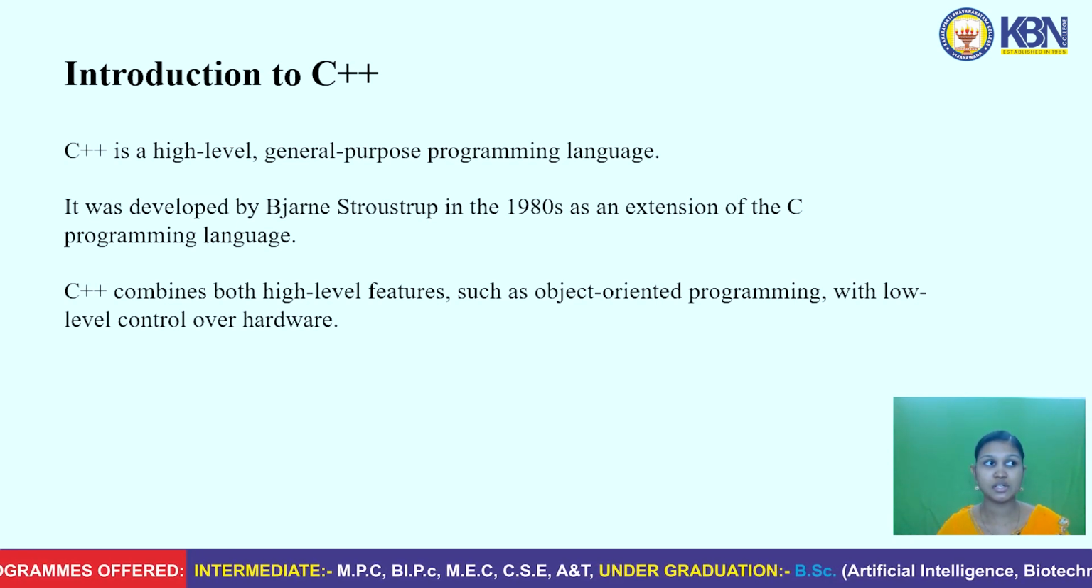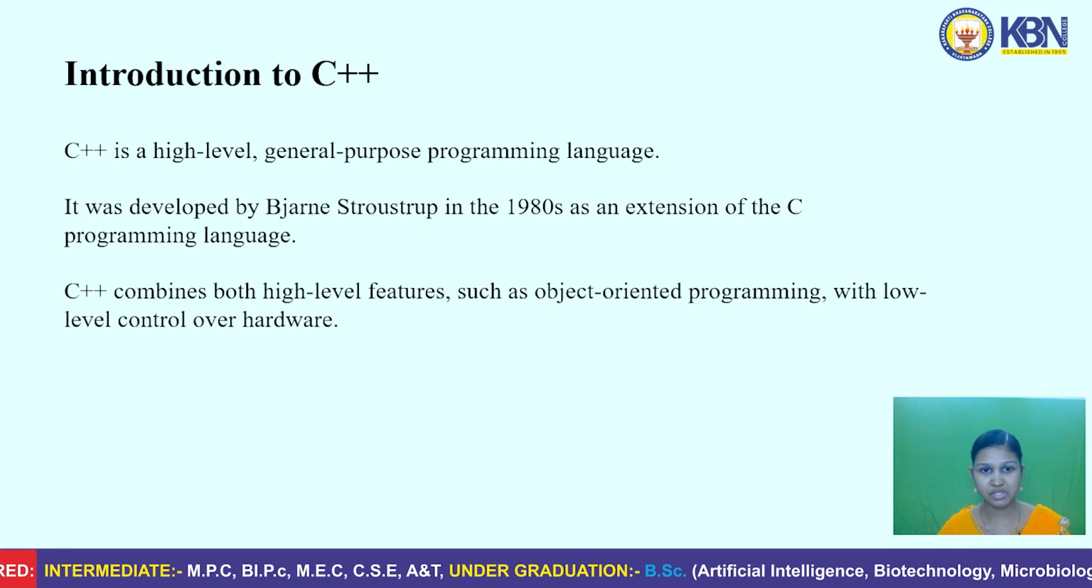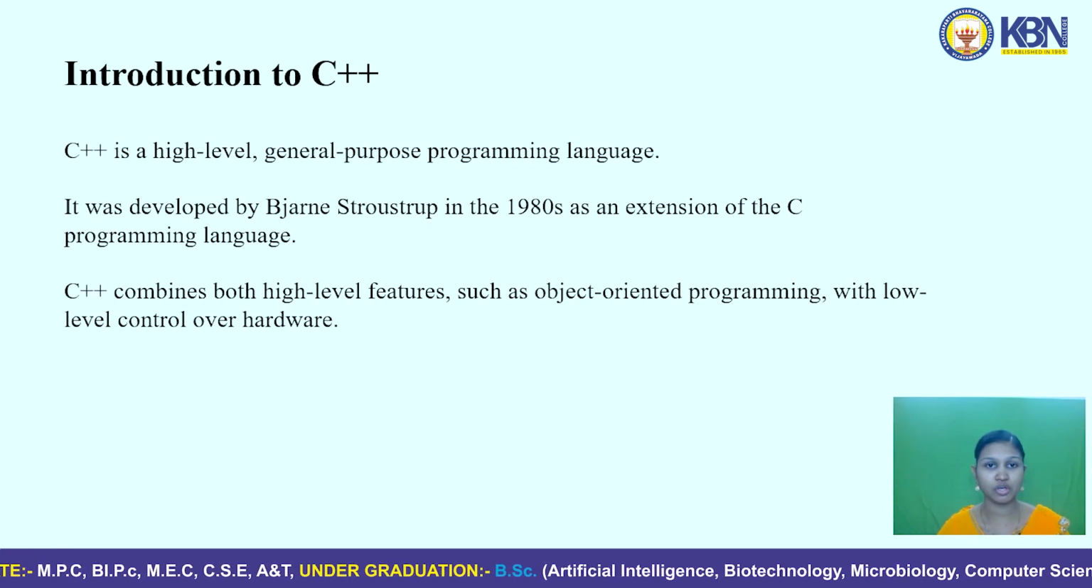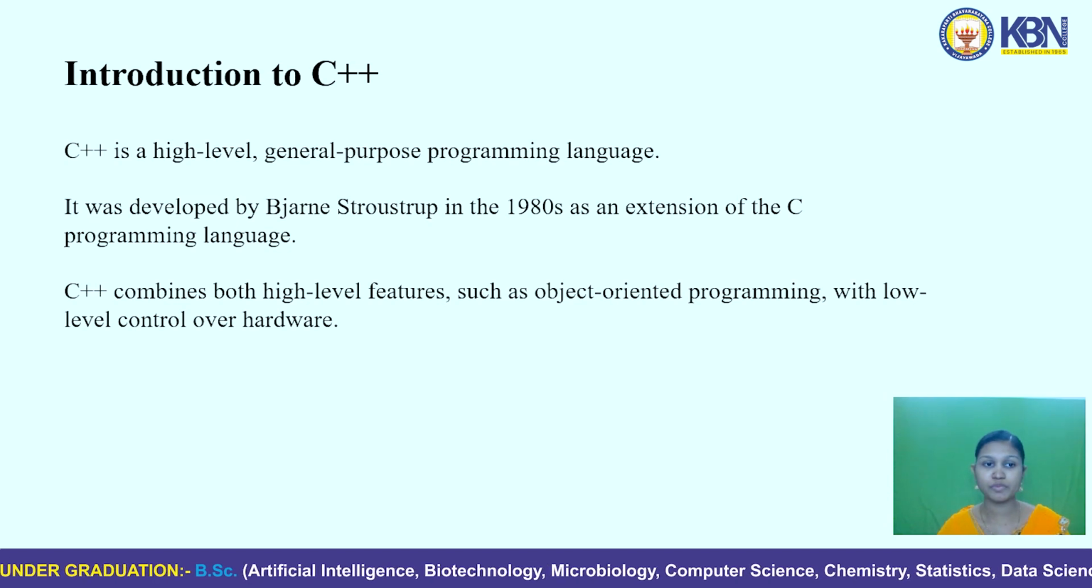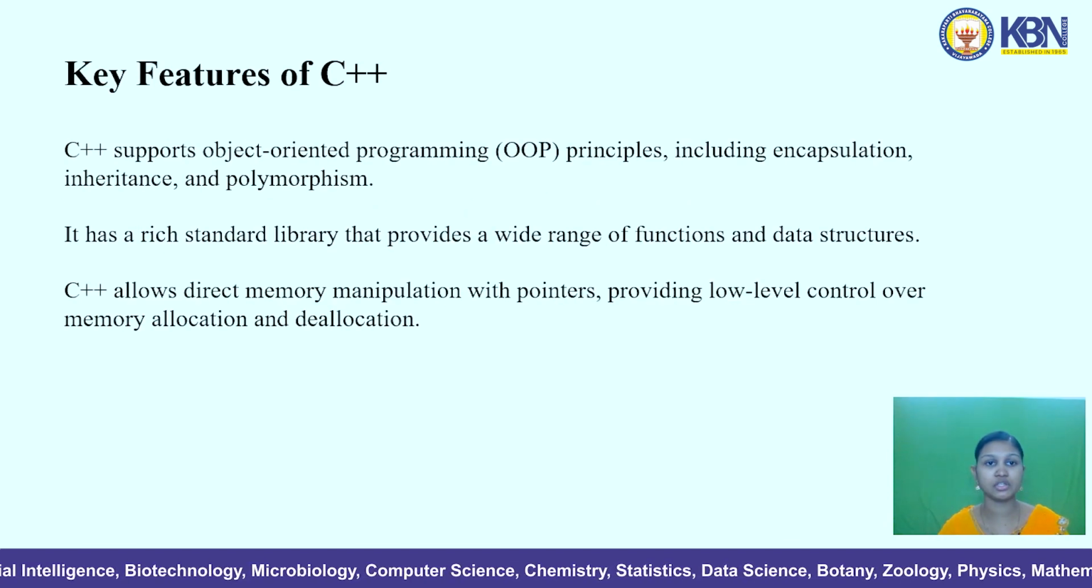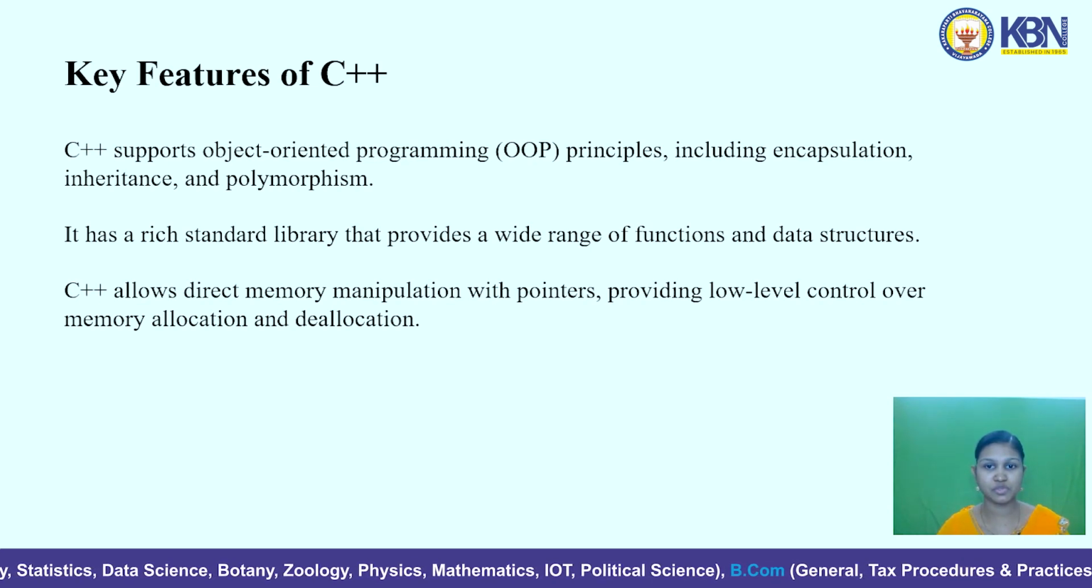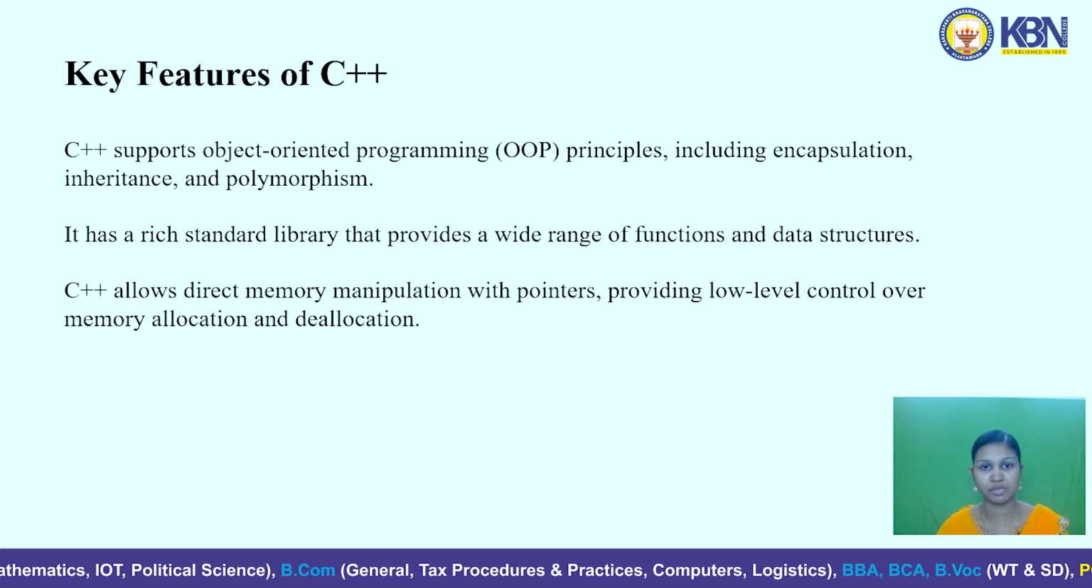What is the difference between C and C++? C is a structure oriented programming language. C++ is an object oriented programming language. And what are the key features of C++? Recently I have discussed that object oriented means objects, concepts, class, encapsulation, abstraction, inheritance and polymorphism. These are all included in an object oriented programming language.